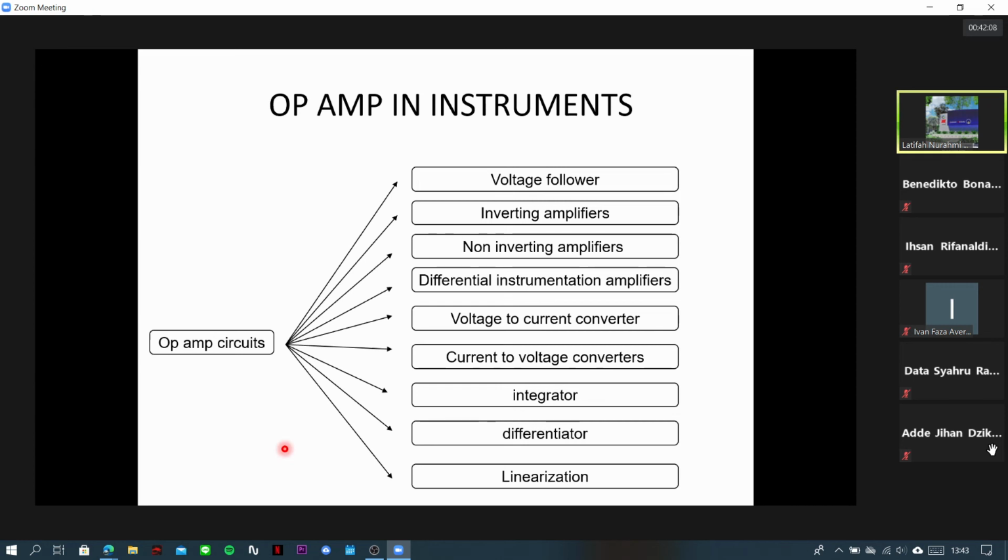So here are the op-amp circuits, the operational amplifier in instruments. Instruments can be any measuring instruments. The operational amplifier can be used as a voltage follower. It can also be used as an inverting amplifier if you want to invert, or as a non-inverting amplifier, or even as a differential instrumentation amplifier.